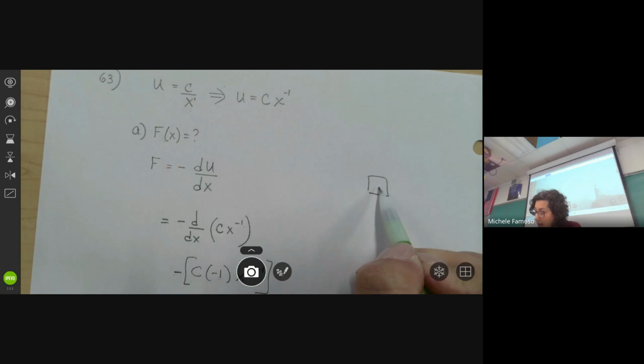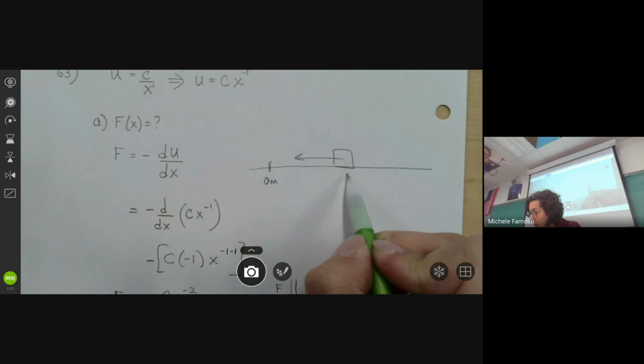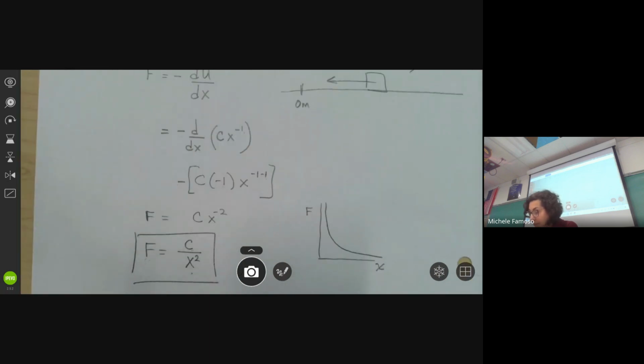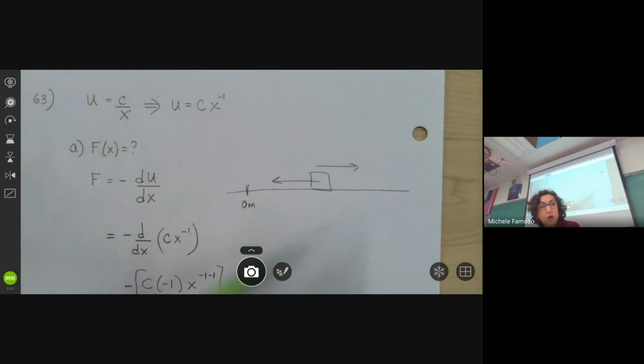Here's an object on the position axis. Is the force this way, where the position of 0 meters is here? There's your origin, or is it going that way? Which way is the force directed? Since the positive direction on the horizontal axis is to the right, that's away from the origin, an initial position of 0.